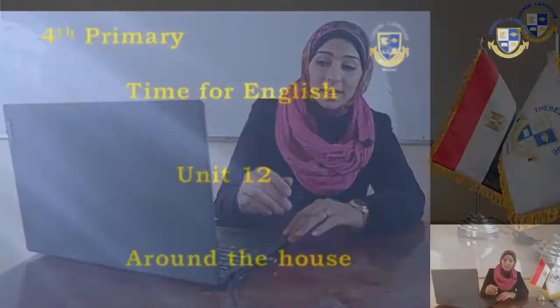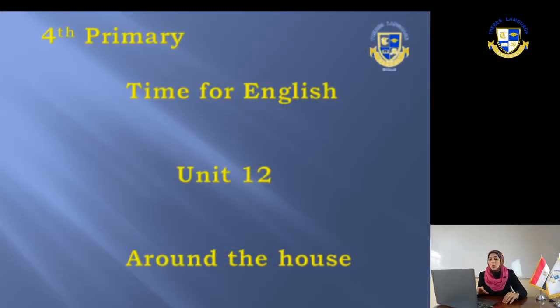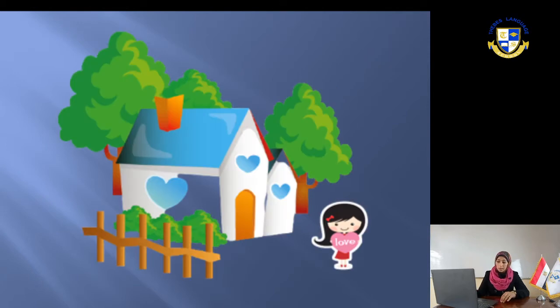Today we are going to take time for English, Unit 12, around the house. So I hope you will understand it well. Let's check the first slide. The first one is the house. What's around the house? Maybe the garden. You can play in it. Maybe trees, the street. So that's around the house.